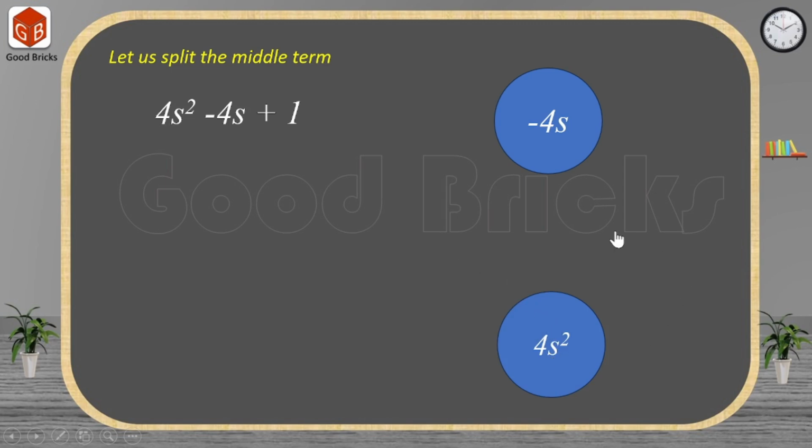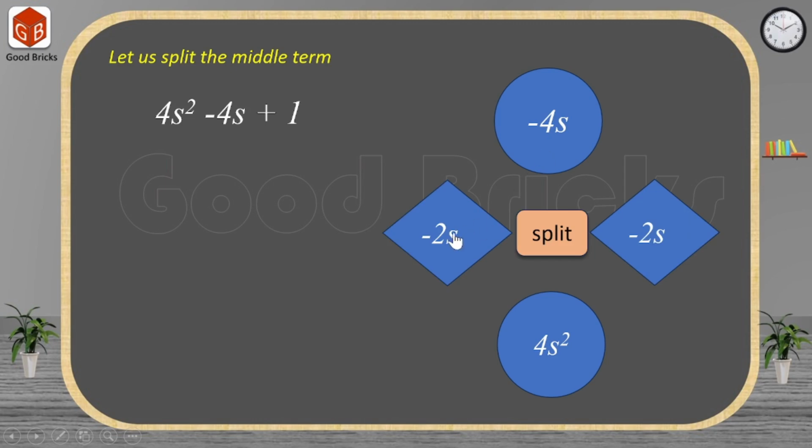Now, our main focus is we need to split this middle term minus 4s into two different terms. Now you know what is the criteria to split. So the criteria is when you add these two new terms you should get minus 4s. When you multiply these two new terms you should get 4s square plus 4s square. So now we have done successfully splitting of this middle term.